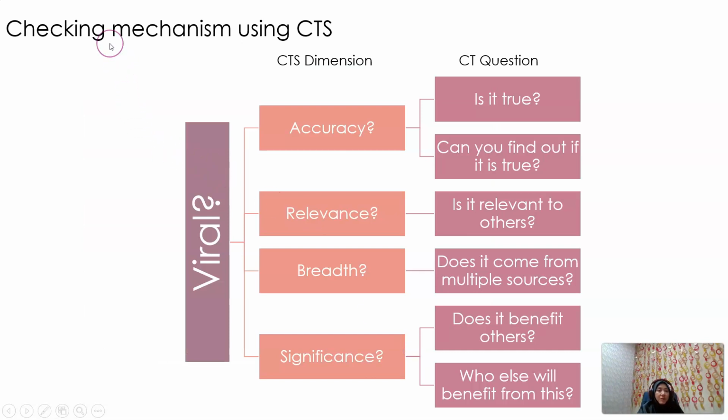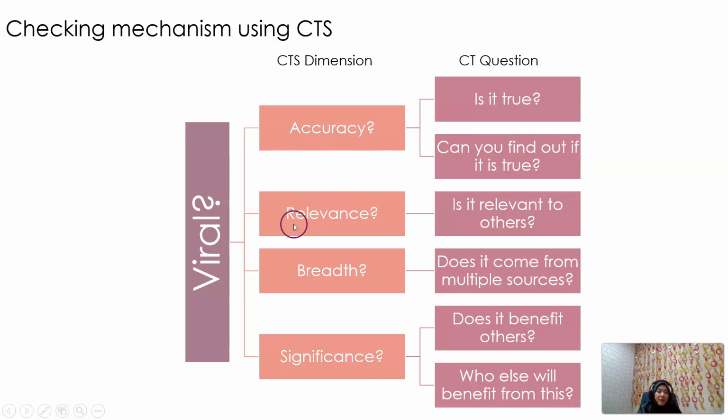And then, how to use the checking mechanism using CTS. For example, you have a viral issue. Nowadays we have a lot of information that goes viral, and sometimes it's not true, sometimes it's true. So how do you check that using the CTS standard? So if you don't want to look at all the items from the 9 CTS, let's say you want to use only 4 CTS dimensions. For example, is the viral post accurate, true? Can you find out it's true? So let's say the viral post is true.